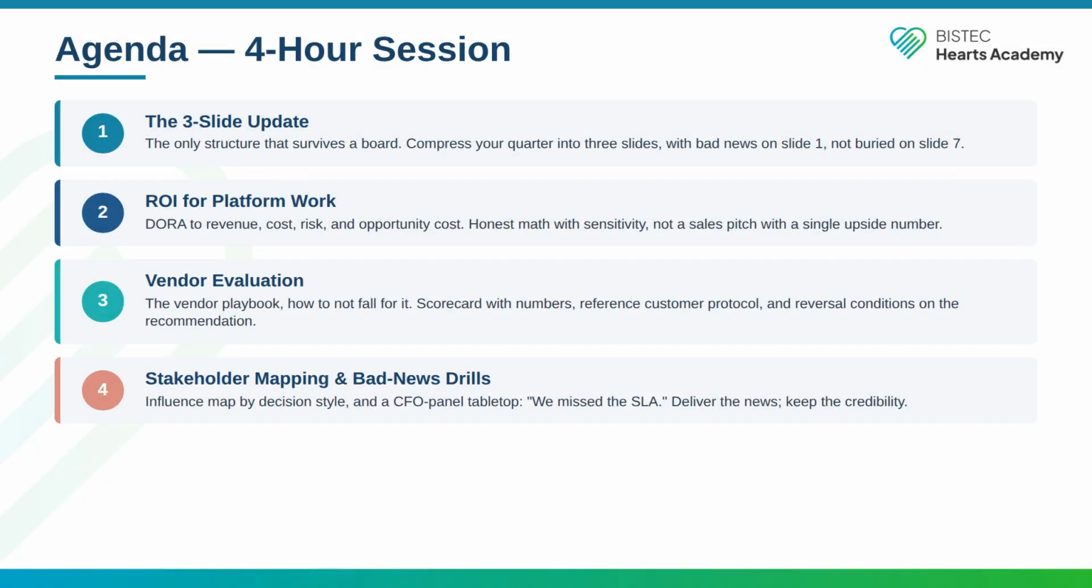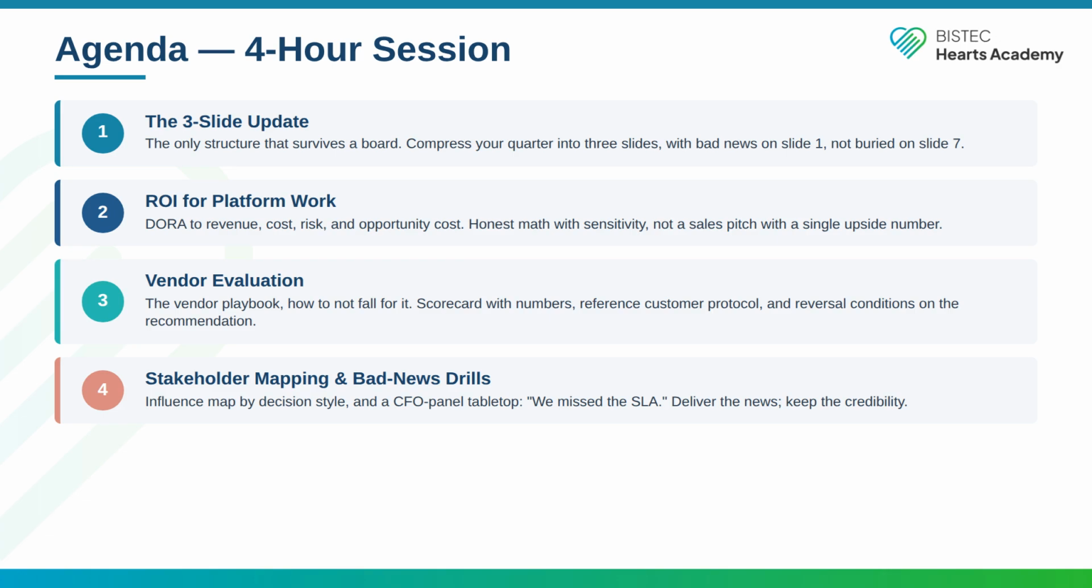Here is how the 4 hours are structured. Hour 1 is the 3-slide update. The only structure that survives a board meeting: headline plus numbers on slide 1, the quarter in review on slide 2, forward bets on slide 3. The bad news belongs on slide 1, not buried. We will compress a real quarter into 3 slides, run the 3-question test on each, and discuss why bad news on slide 1 is the credibility move, not the brave move.